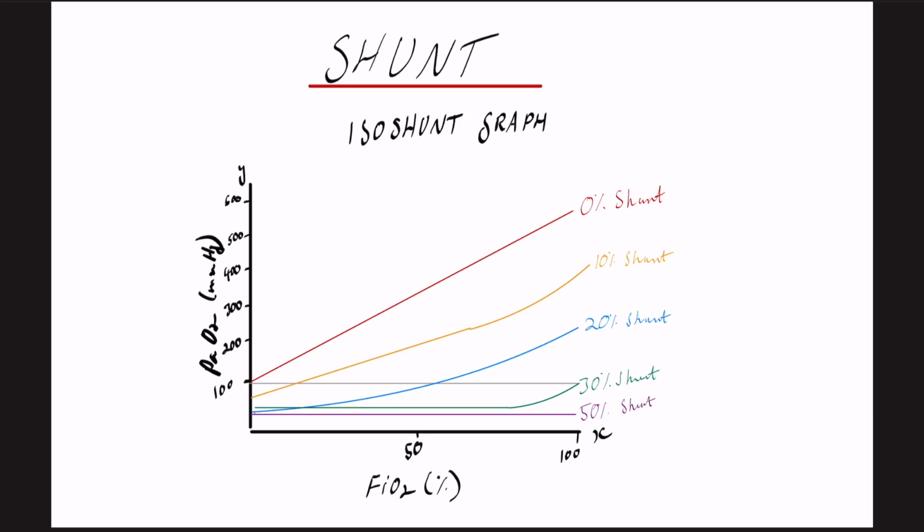And once you get to 30% shunt, even at 100% FiO2, you can't overcome the shunt. You can't get the PaO2 above 100 millimeters of mercury. And once you're at 50% shunt, you can't increase it at all.